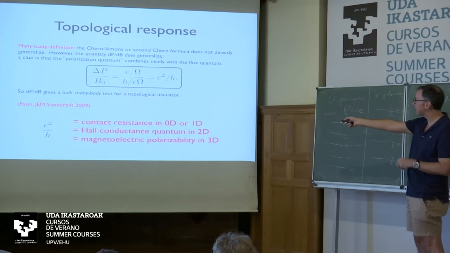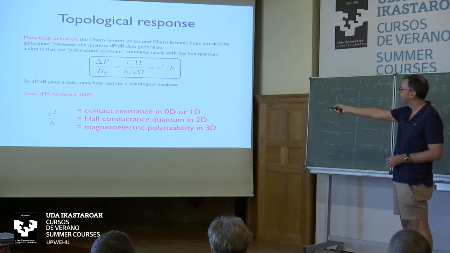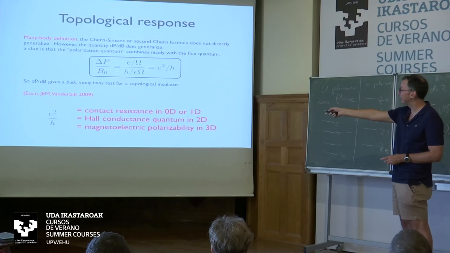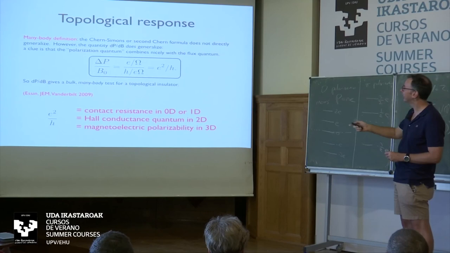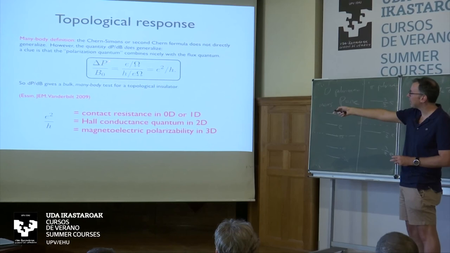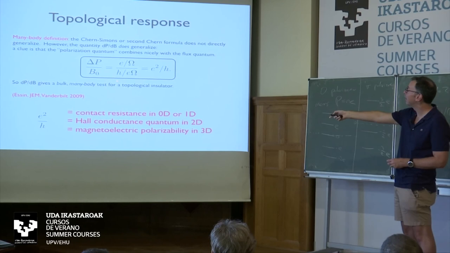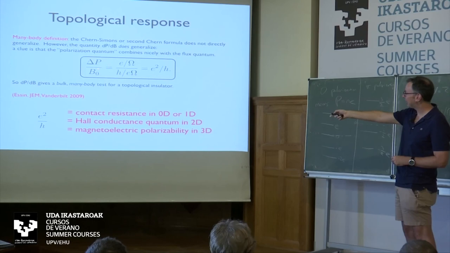So that's messy. In a crystal, there is, in a sense, a unit or a natural value of magnetic field, which is one flux per unit cell transverse area. So that's h over e per transverse unit cell area, which means there's something magical about this magnetoelectric effect ratio, the change in polarization from a magnetic field. All the non-universal stuff drops out, and the quantum of magnetoelectric effect in 3D is just e squared over h.